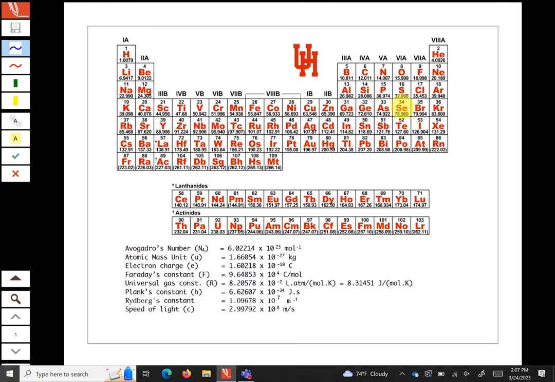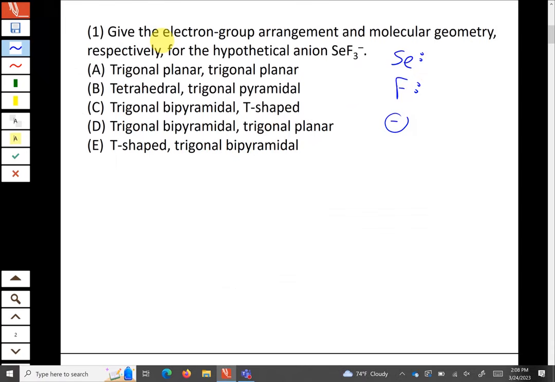Selenium is here in group 6, and it has 6 valence electrons, and then each fluorine from group 7 will have 7. So remember, the group number here at the top tells you the number of valence electrons that you have. So if we go back to that and start counting, then we have 1 selenium in the formula, so that's going to be 6 electrons.